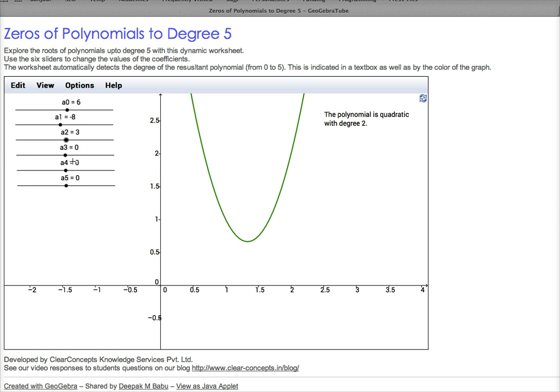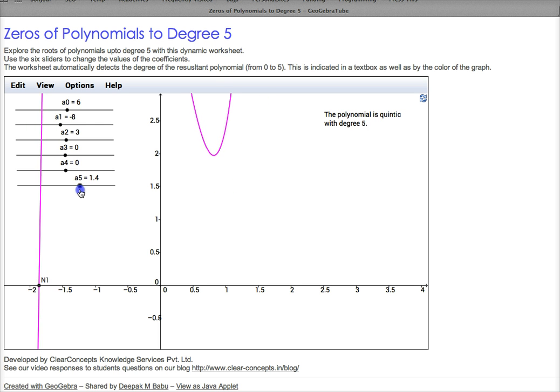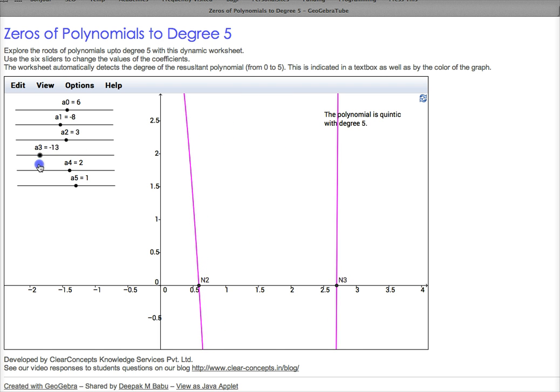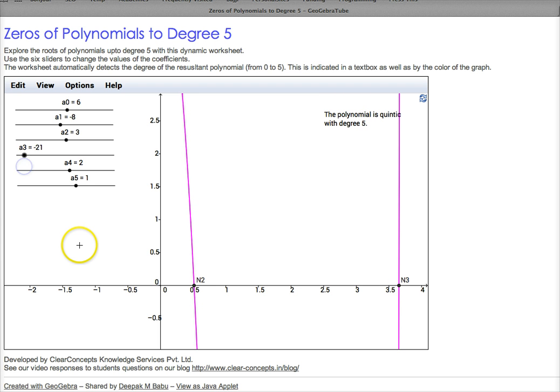Right, so what are the values? Go back to the experiment, please. So it's x raised to power 5, which means a raised to power 5 must be 1. And so I set this to 1. 2x raised to power 4, which means a4 has a value of 2, and I set it there. Minus 21x cubed is the next term, so a3 has a value of minus 21. There we go.